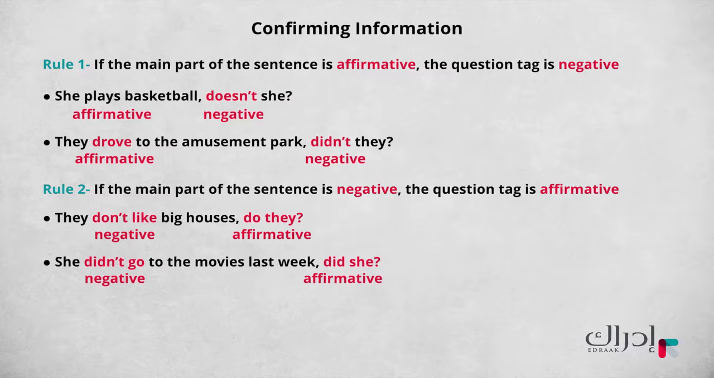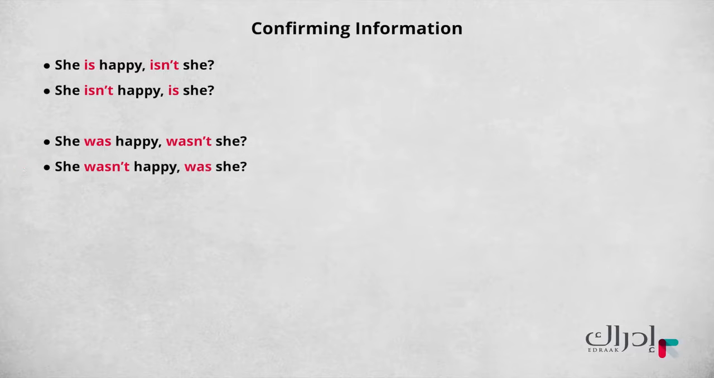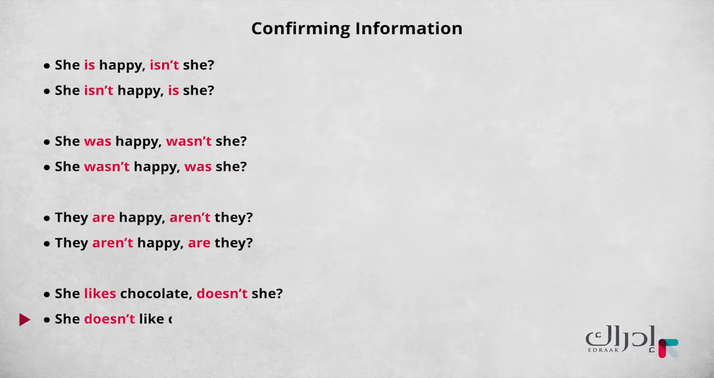Can you make more question tags? She is happy, isn't she? She isn't happy, is she? She was happy, wasn't she? She wasn't happy, was she? They are happy, aren't they? They aren't happy, are they? She likes chocolate, doesn't she? She doesn't like chocolate, does she?